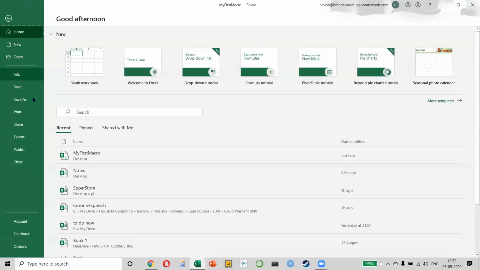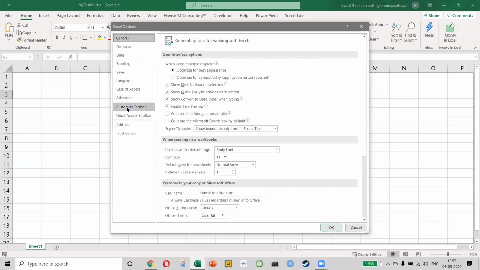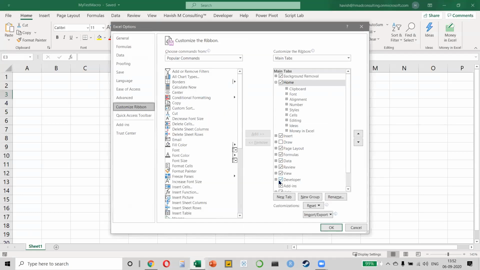We will select Options. Click on Customize Ribbon. And if you notice, there is an option called Developer. And when you open it for the first time on your computers, you will notice that this option is not ticked. You will have to put a tick mark.